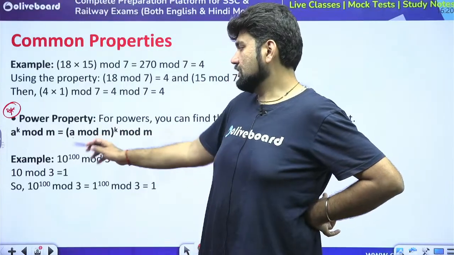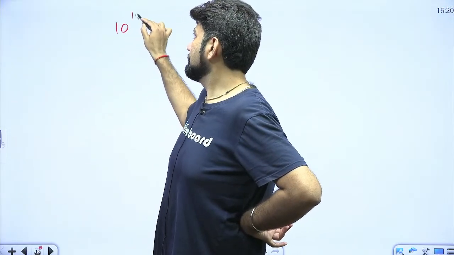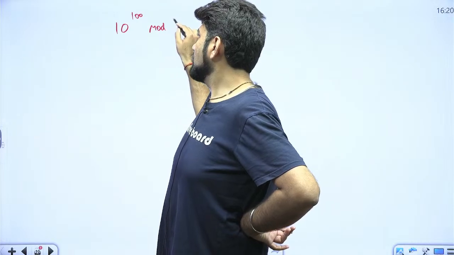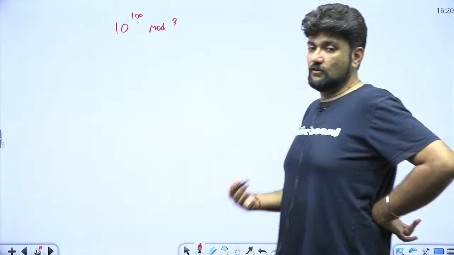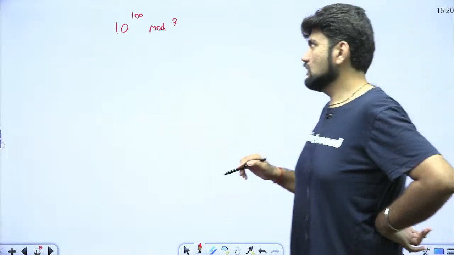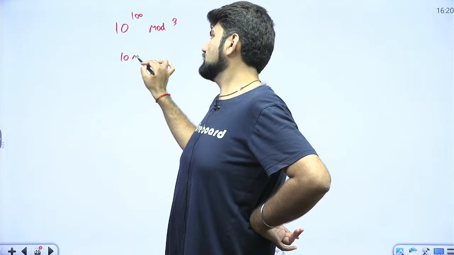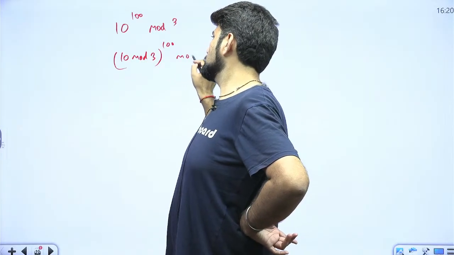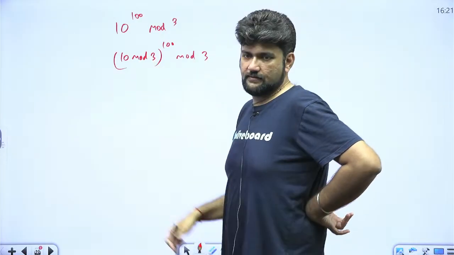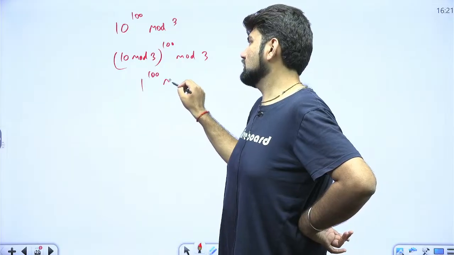Okay. For example, 10 raised to the power 100 mod 3. Now technically a lot of people will think that I have to solve this, 100 zeros after 1. How you can go about this is just solve this as (10 mod 3) raised to the power 100 mod 3. This mod 3 again will be useful if this is greater than 3. Now 10 mod 3 is how much? 1. 1 raised to the power 100 mod 3.